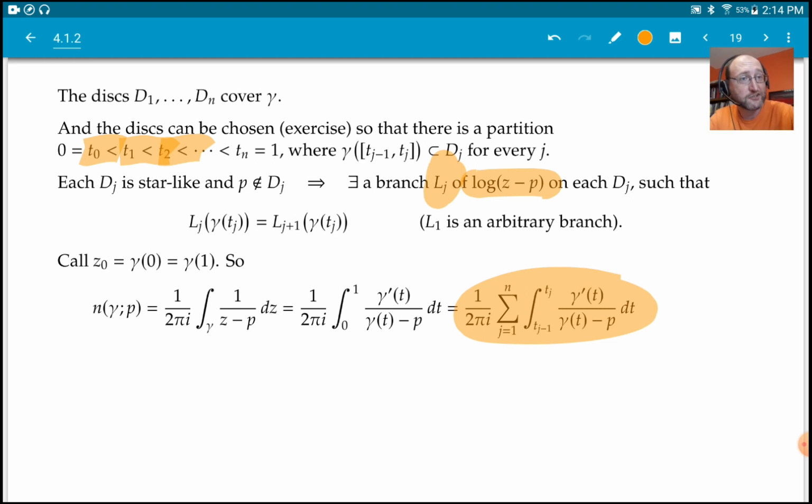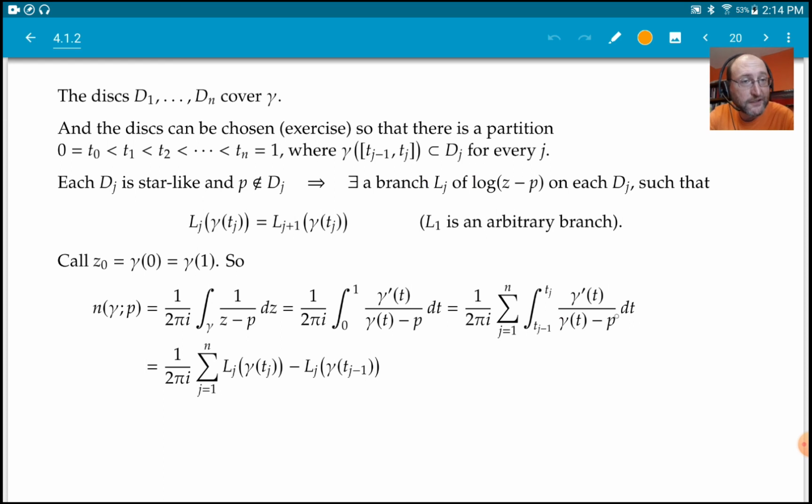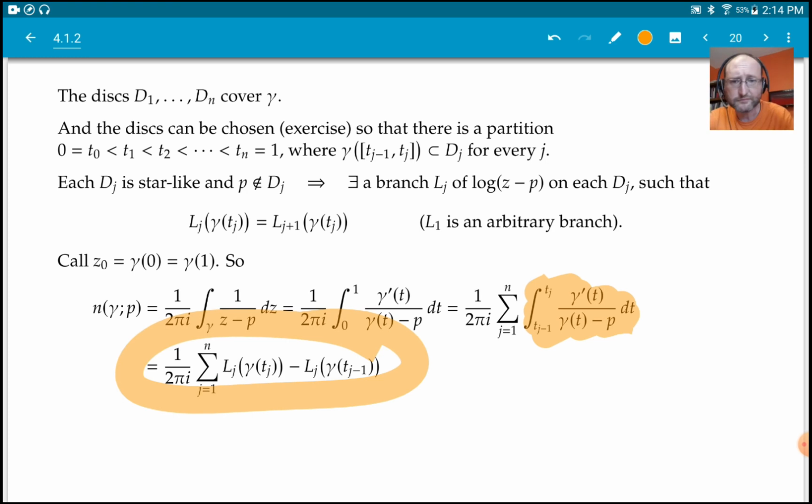And I can just compute with the fundamental theorem of calculus what each one of these integrals is. It's the log, which is the antiderivative of this thing that's under the integral, at the beginning and end point, and those are gamma of tj and gamma of t(j-1). So I get this expression over here.